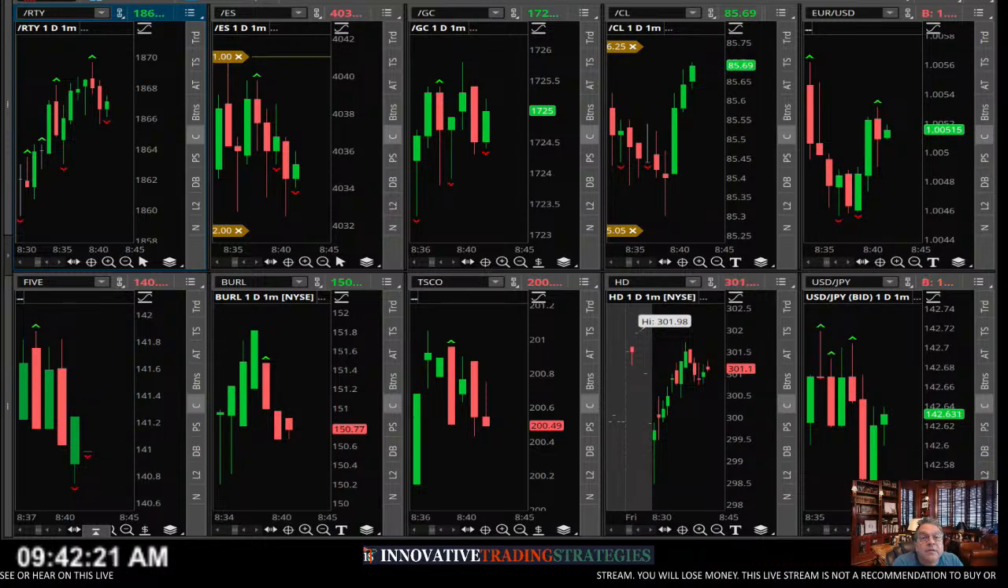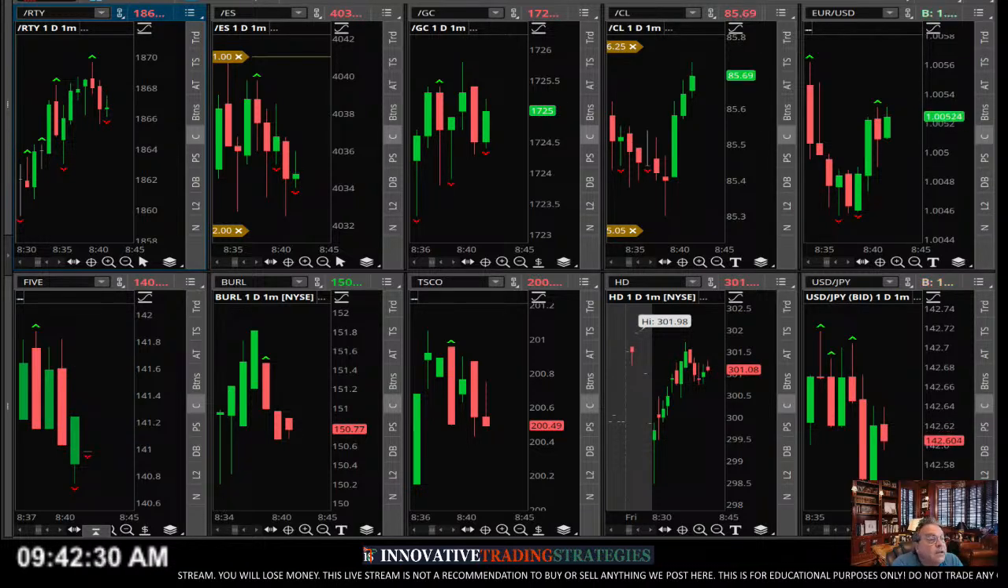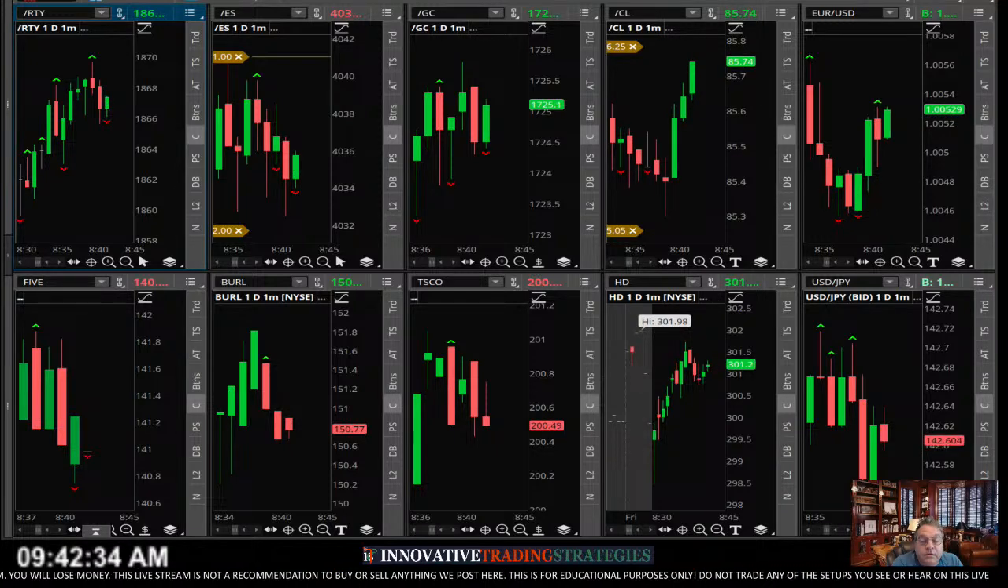I'm going to go ahead and add to my E-mini. This is a good point to add to that short. Still hanging onto the crude short. If we pull back a little bit more, go ahead and add to the crude.